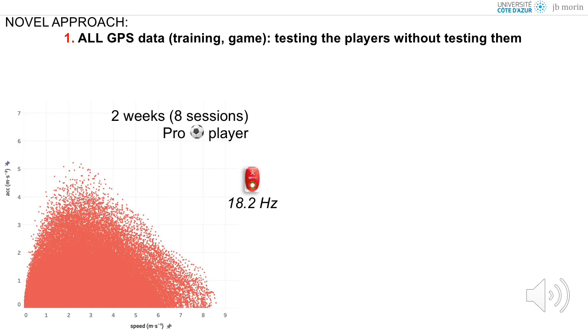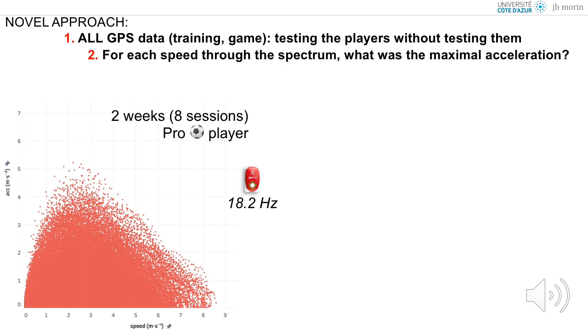So the cloud here in red is the equivalent of 2 weeks, 8 sessions for a pro football player. And so we have all the data here. What you see is that for each speed through the spectrum, he was able to produce accelerations that were low, intermediate, or very high. We select for analysis only the two highest acceleration values for each 0.2 meters per second increment starting at 3 meters per second, because before 3 meters per second the acceleration is never maximum.